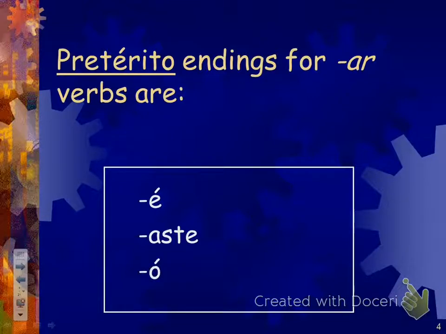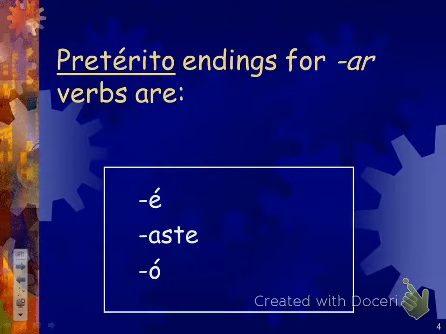Él, ella, and usted, ó, with an accent. If you don't have the accent, what is that o going to indicate to you? It's going to be the yo form in the present tense. So you've got to have that accent so that you're in the right tense.